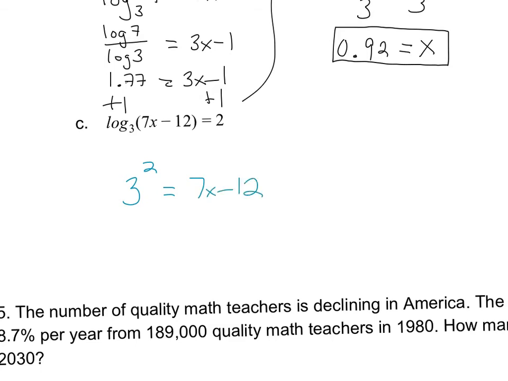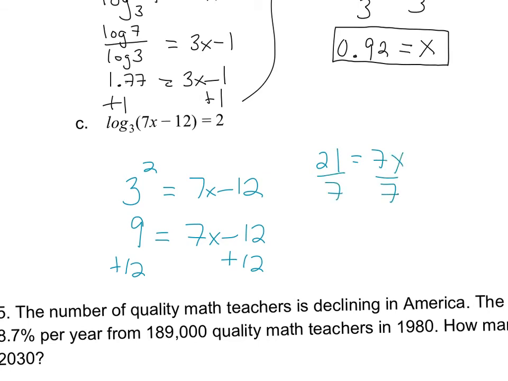And again, I'm just following that formula at the top of the page for conversion. So 3 to the second is 9, 3 times 3, equals 7x minus 12. I will add 12 to both sides. So that's going to give me 21 equals 7x. Divide by 7, so x is going to be 3. So solving these logarithmic exponential equations is definitely going to be something that will be on the exam.